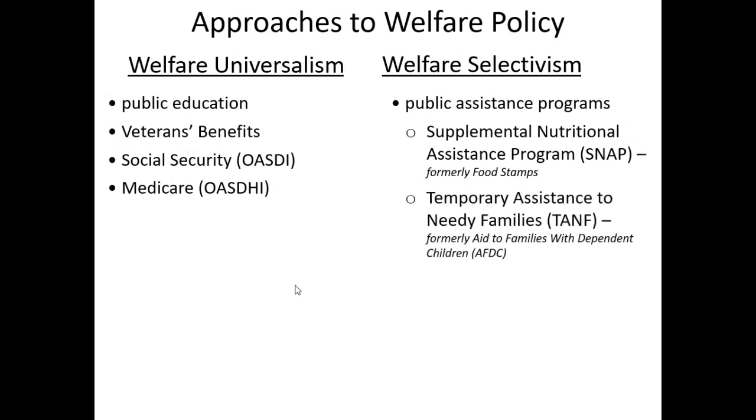Here's a program that goes back to 1935. In fact, this program was created by the same legislation that created the Social Security program. The Social Security Act of 1935 created a program originally called Aid to Dependent Children, and then became known as Aid to Families with Dependent Children. But now, for about the last 20 or so years, it's been, in most states, referred to as Temporary Assistance to Needy Families. What's the target population of this program?